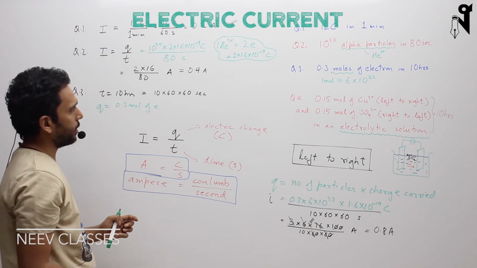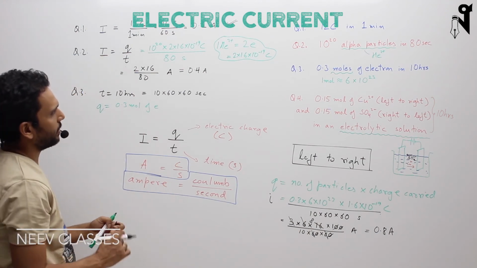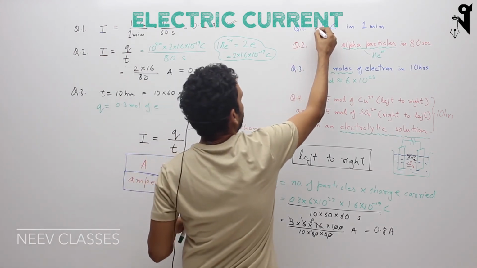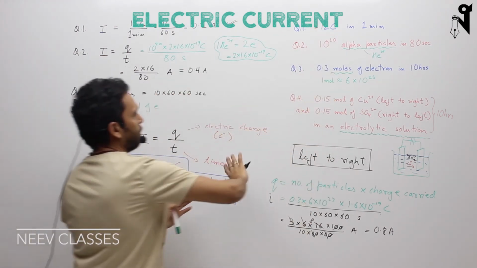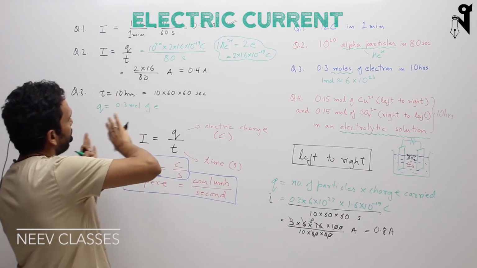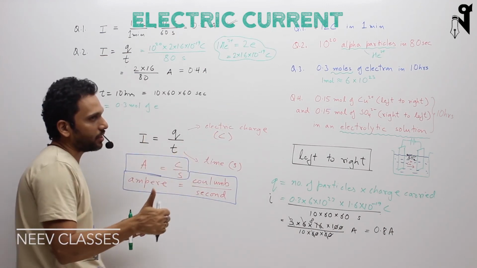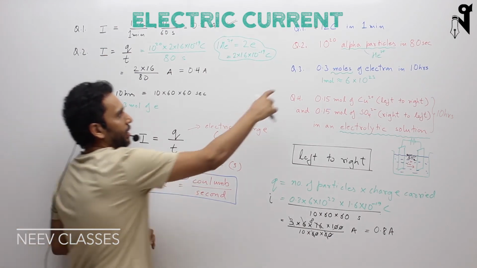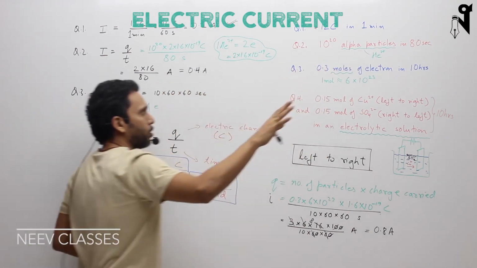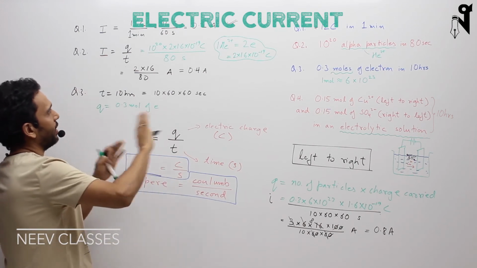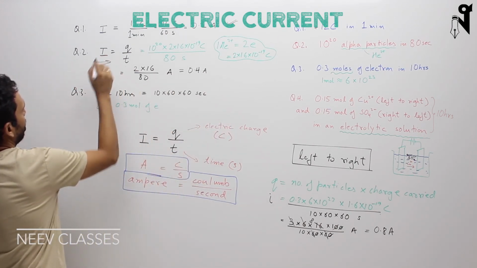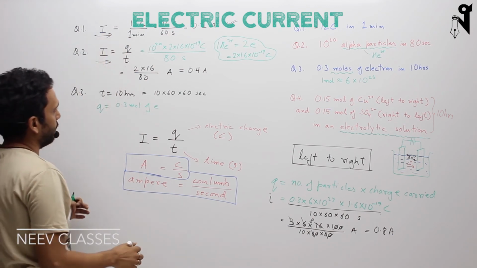So I hope you got that. And then about the direction, in the first two, both here 12 coulombs is written, so it means a plus 12 coulomb going from left to right. So current is also going from left to right. The current direction is the direction of flow of positive charge. Here also alpha particles are positive charge going from left to right, so the current is left to right. So I'll just mark the direction of the current left to right.